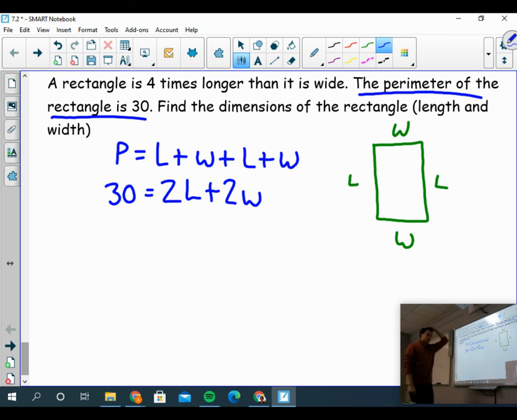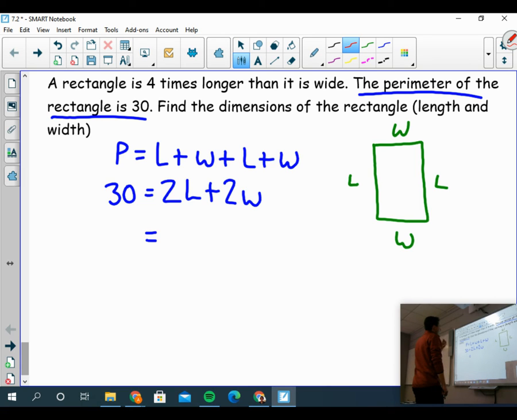A rectangle is 4 times longer than it is wide. We need another equation, but how can I turn that statement into an equation? Well, this gets really tricky, and you kind of have to think critically about it.